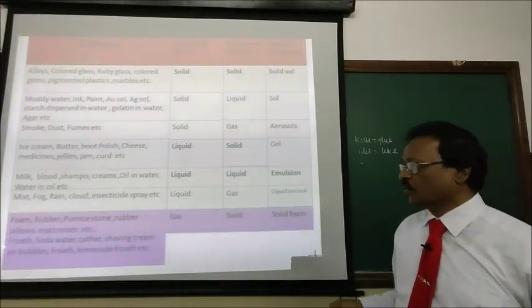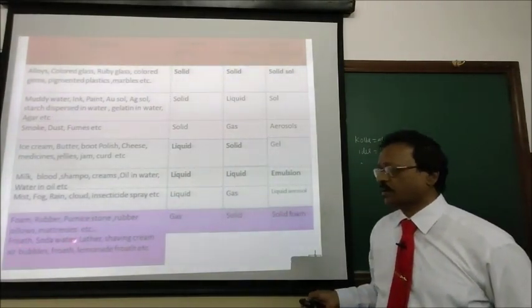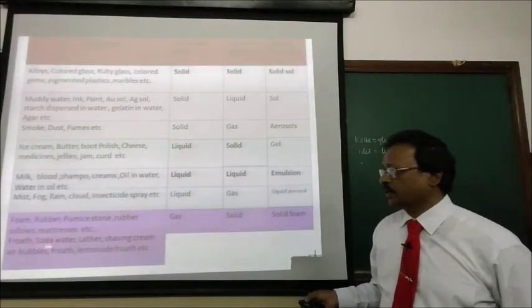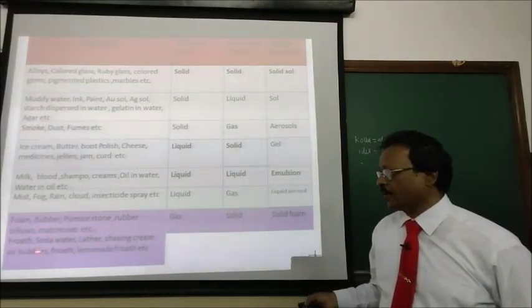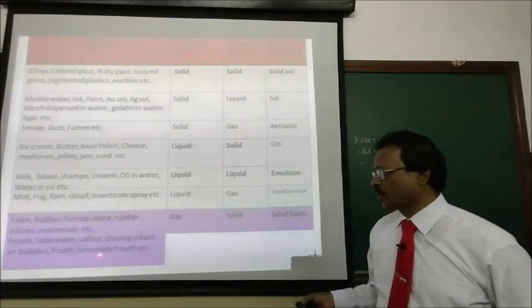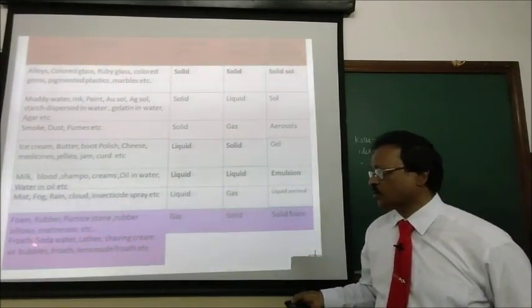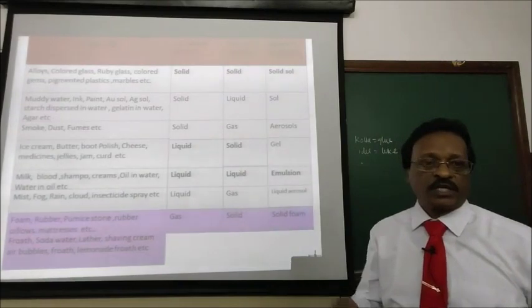Another example is froth. Froth, or soda water, everybody uses soda water. So lather, you can see shaving cream or air bubbles, froth, lemonade froth. I will take the example of soda water. What is the dispersed phase and what is the dispersion medium?